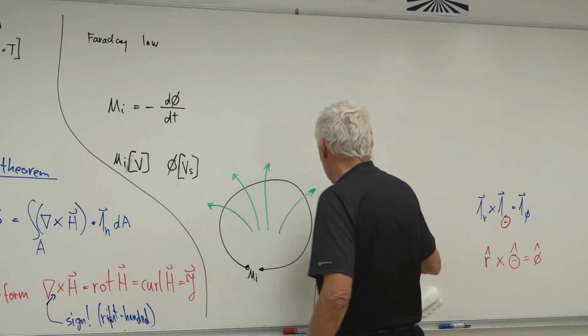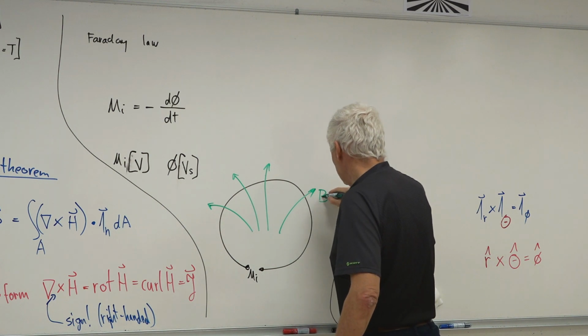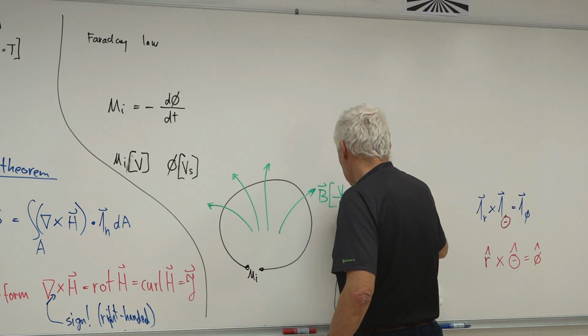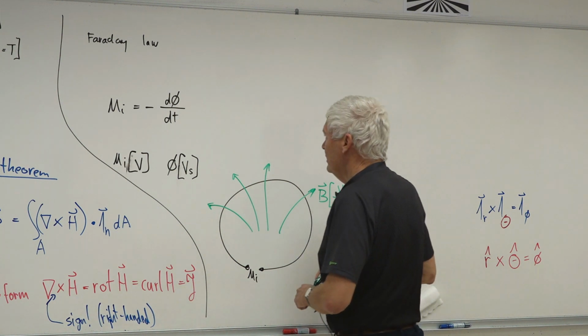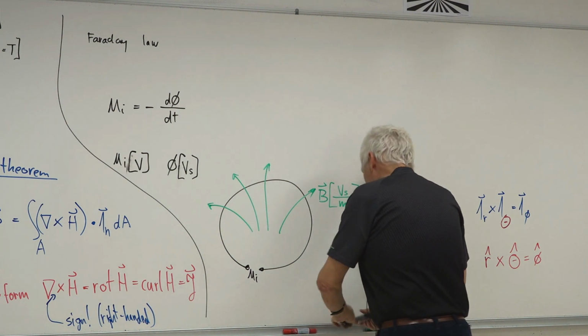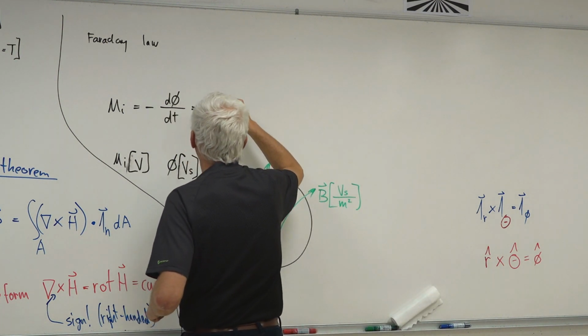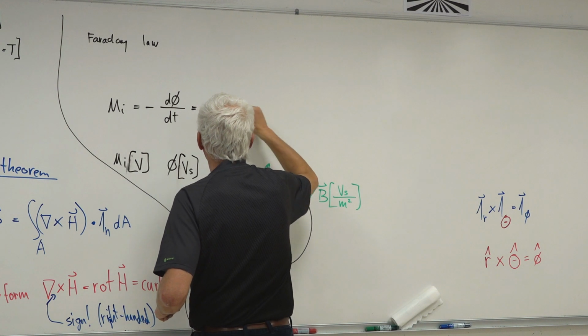And the magnetic flux density is the vector B. B has units of volt seconds per meter squared. So the Faraday law on this side has minus derivative over time.